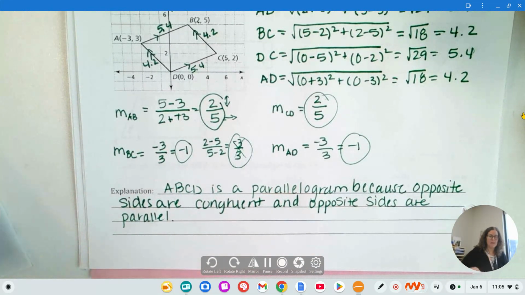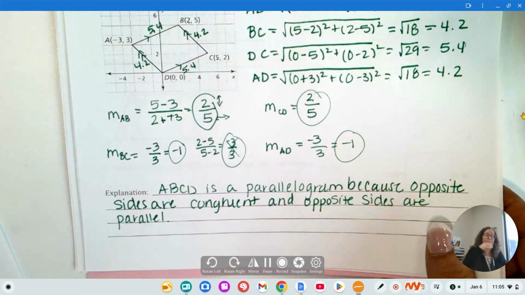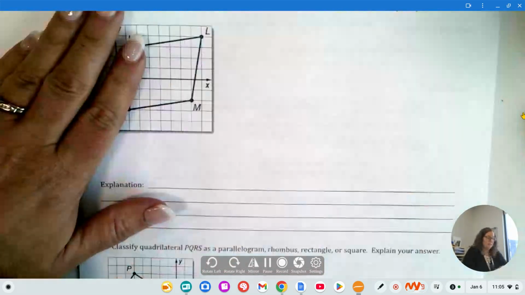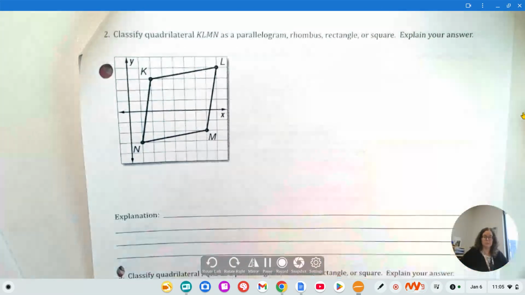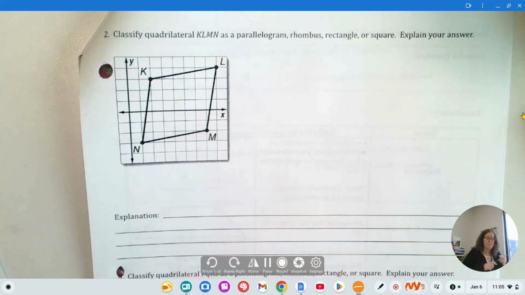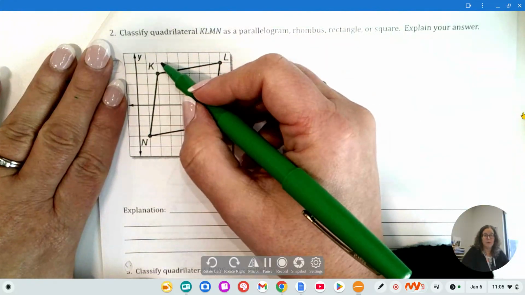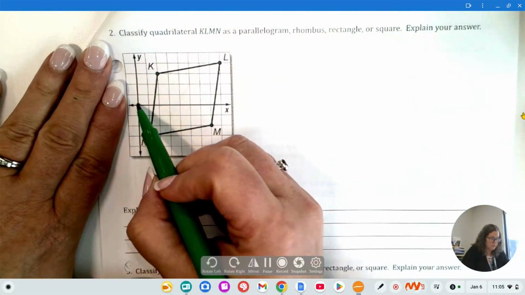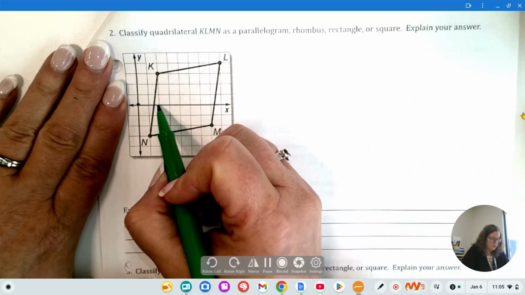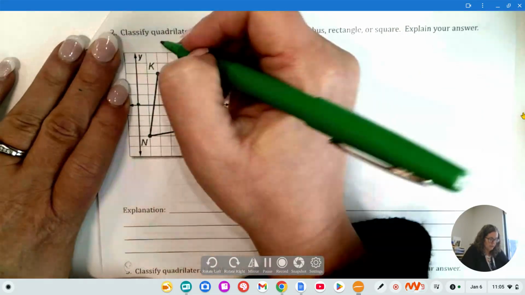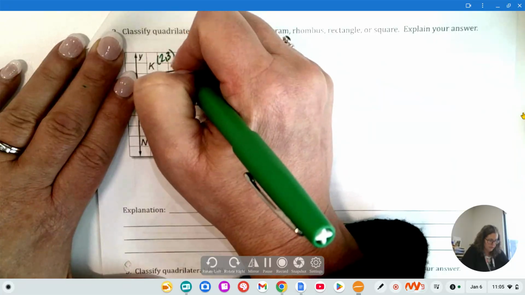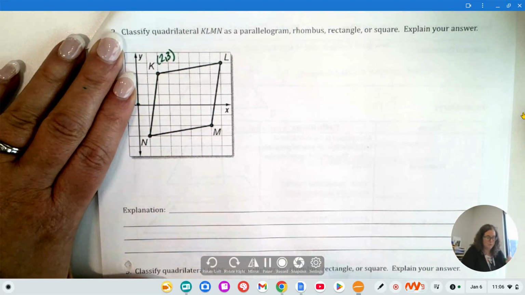All right. So what we are going to do is we're going to practice this a couple of times, doing 2 more problems. All right. But what I'm going to have you do is I'm going to have you start number 2. Okay. So again, I'm going to write down what you need to find. And you need to also figure out what these points are, right? So if this is my 0, 0, K is over 2, up 1, 2, 3. So K is 2, 3. Okay. So please make sure you get your points right.